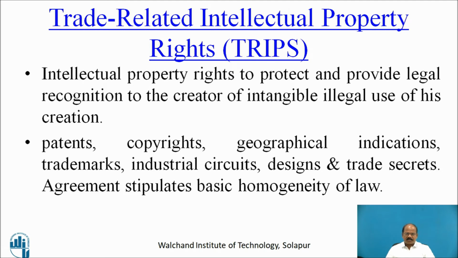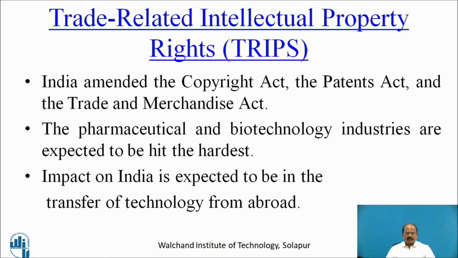Third is trade-related intellectual property rights, very important, popularly called TRIPS. Intellectual property rights protect and provide legal recognition to the creator against illegal use of his or her creation. Patents, copyrights, geographical indications, trademarks, industrial circuits, designs, and trade secrets, all these come under the purview of intellectual property rights. This agreement stipulates basic homogeneity of law. Another important finding is India amended the Copyright Act, the Patents Act, and the Trade and Merchandise Act. The pharmaceutical and biotechnology industries got a hit because of this particular measure. There was an impact expected on India in the transfer of technology from abroad as well.